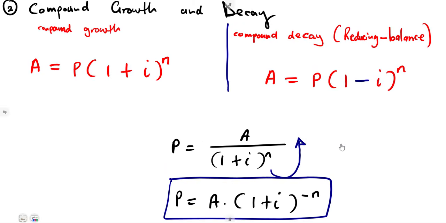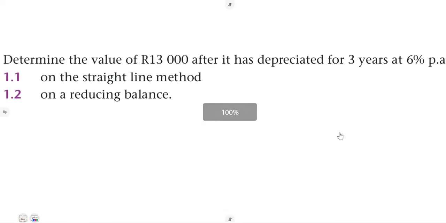So without wasting time, guys, like I said, let us quickly go through our questions. Determine the value of 13,000 rand after it has depreciated. There is a depreciation, a reduction in terms of the value. This value is reducing. For how many years? For 3 years at 6% per annum. Then conditions are given: the straight line method and the reducing balance.